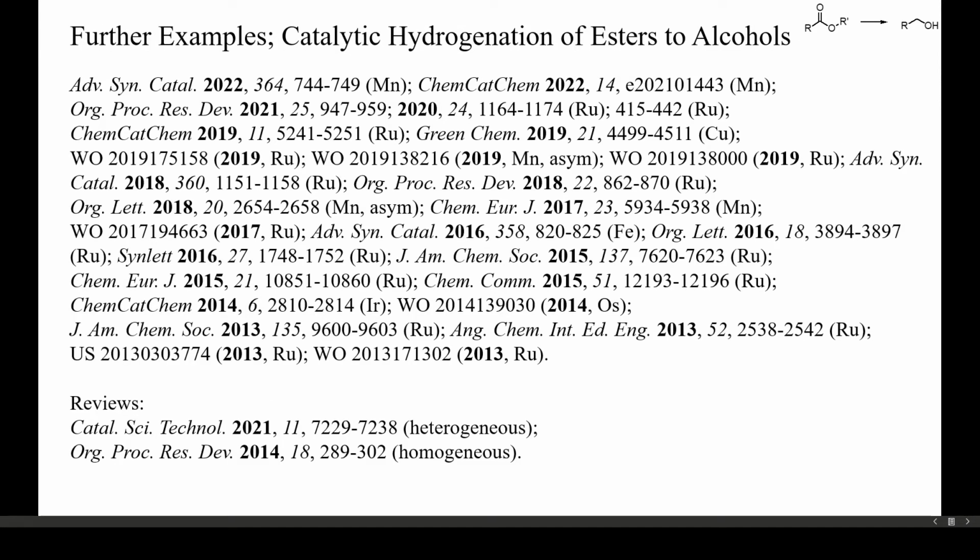Here are some further examples. You can also copy these references from the description of this video. The next video of this playlist is about the reduction of esters with metals of the first and second group. These reductions are inexpensive but not very selective and may require some optimization. See you then.